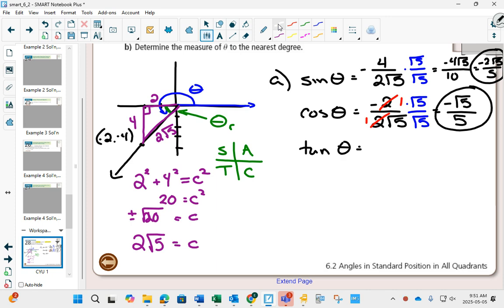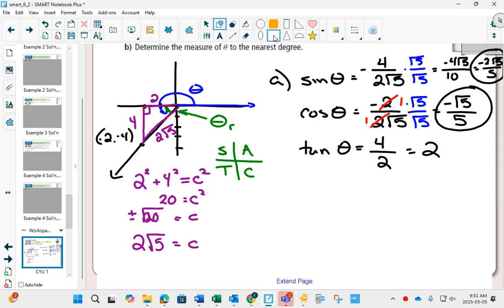And finally, my tan ratio is opposite over adjacent, which would be 4 over 2. Tan is positive in quadrant 3. And of course, this simplifies to be 2. So you found all of your trig ratios. And now that we've found all of those, in part B, it says, now we can find theta.